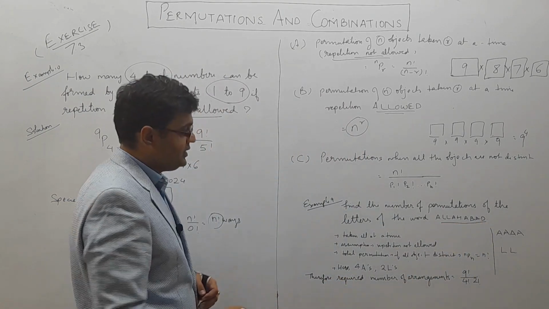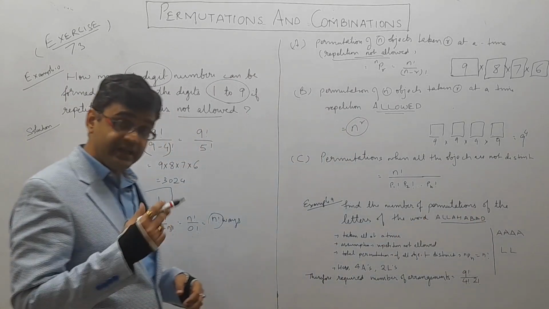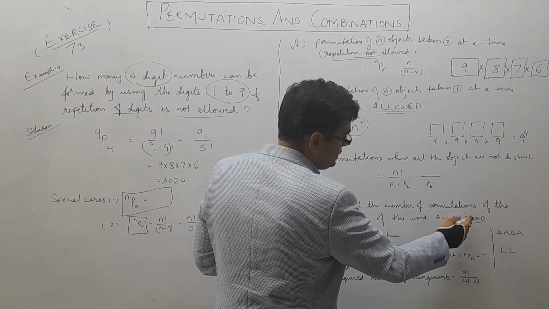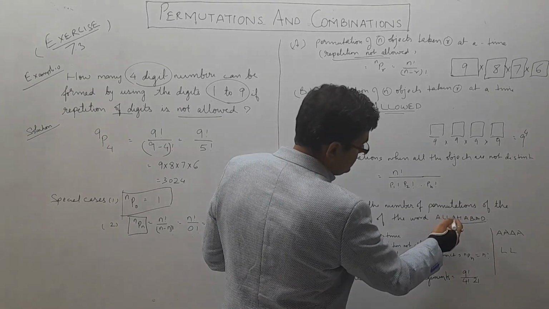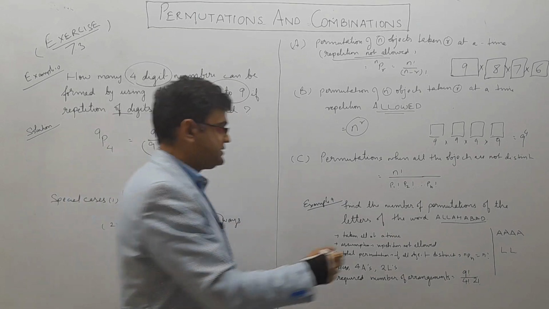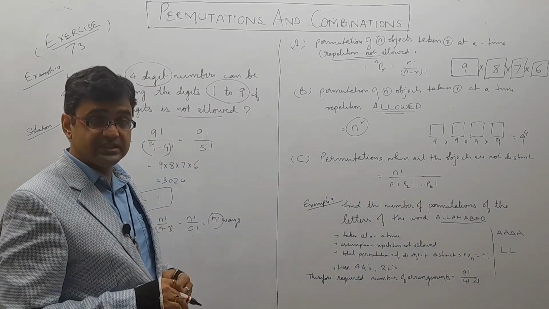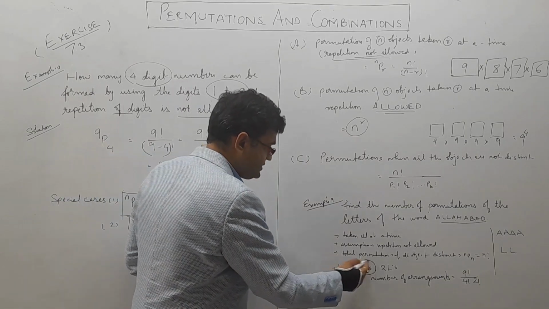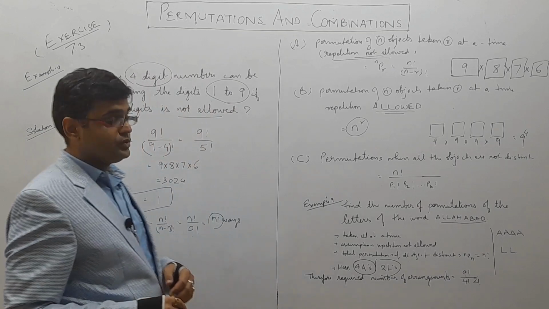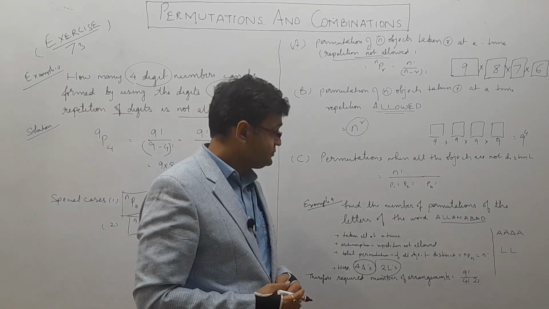Now here, how many letters? There are 1, 2, 3, 4, 5, 6, 7, 8, 9 letters, 9 objects, out of which there are 4 A's and 2 L's. So there are 4 A's, 4 objects are same. There are 4 A's and 2 L's. Another 2 objects are same. So the objects are not all distinct. So this is a special case.